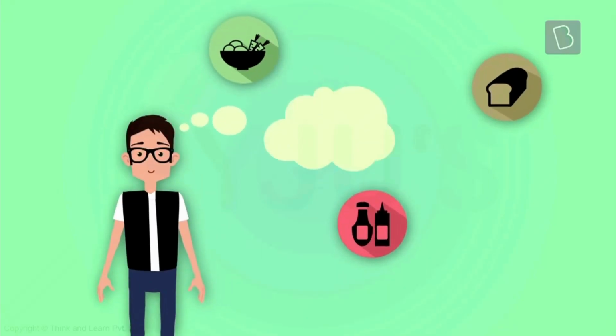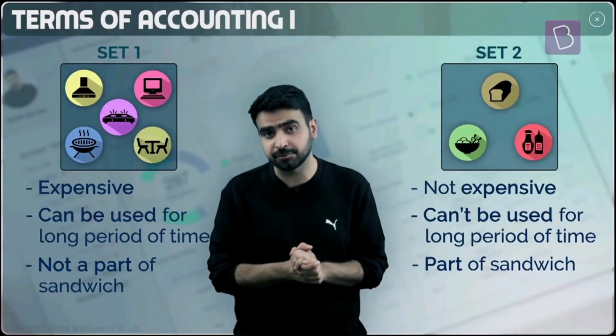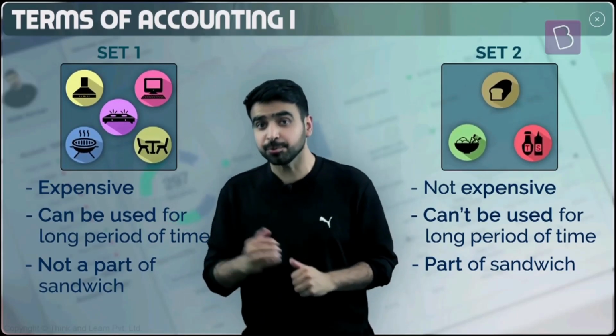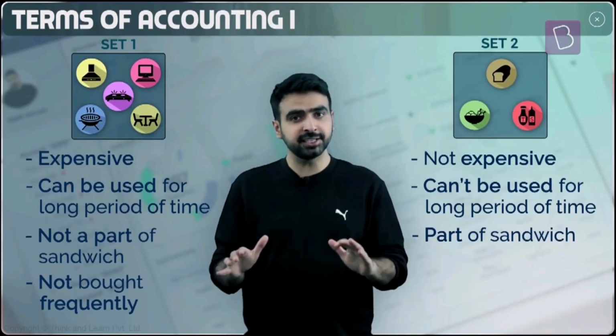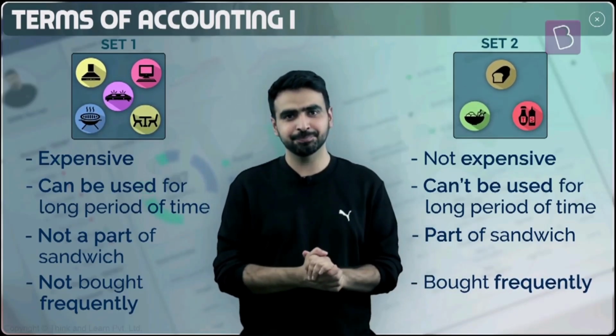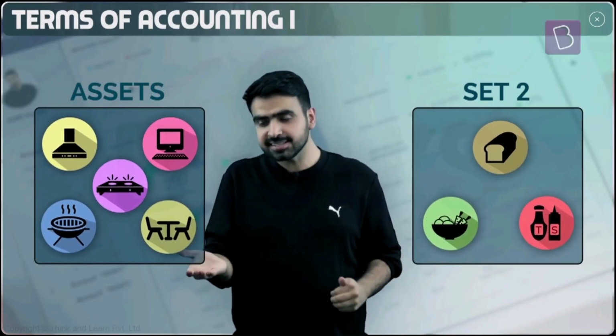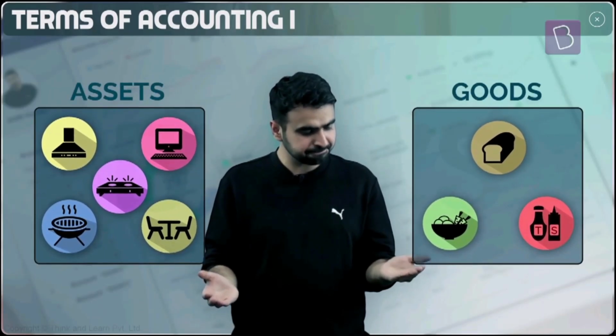But products of set 2 go inside a sandwich. Customers can relate to these products when they think of Yummy Bites. They can feel it when they eat a sandwich. Products of set 1 are not bought very frequently, while products of set 2 are bought every other day. Let's give these sets a name. Let's call set 1 as assets and set 2 as goods.